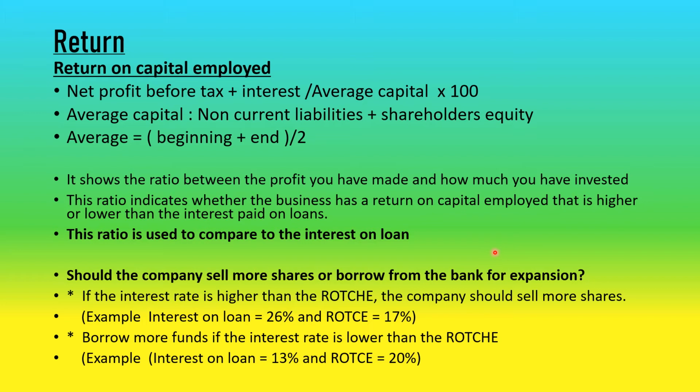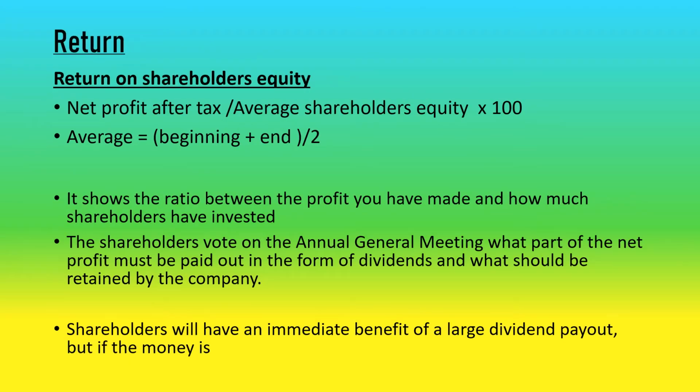Also, say for example, your interest on loan is 13%, but your return on capital employed is 20%. That means you're already getting a benefit of 20% and your cost is only 13%. Therefore, you can still take some more loan to be able to run your business efficiently. Okay, so the next ratio we're looking at is return on shareholders' equity.